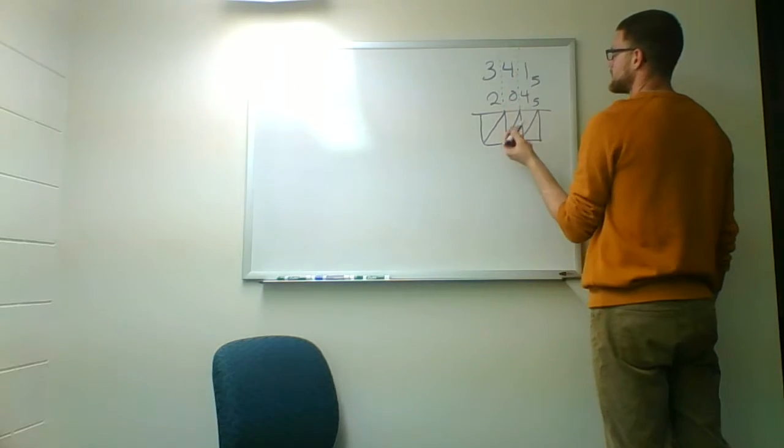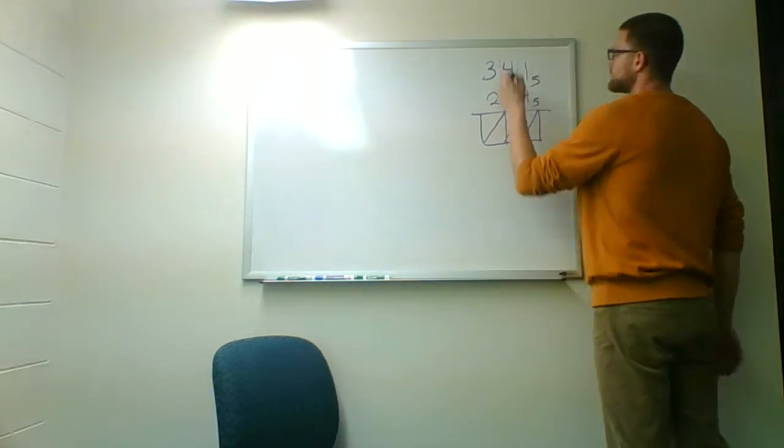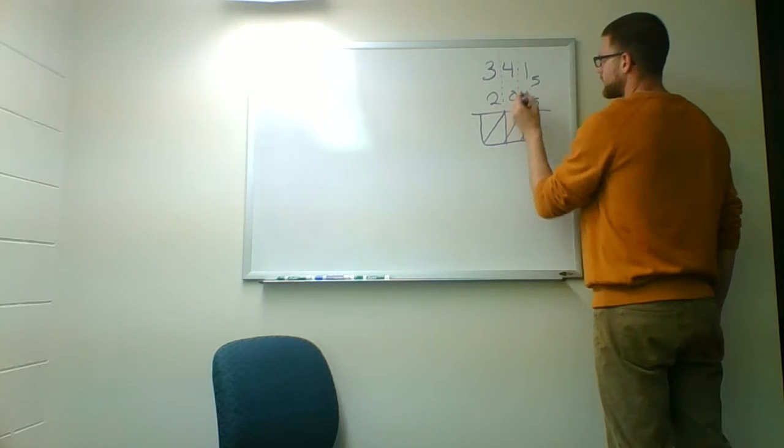down. 4 plus 1 is 5. But we are base 5. So we're going to have to regroup that to the next column.